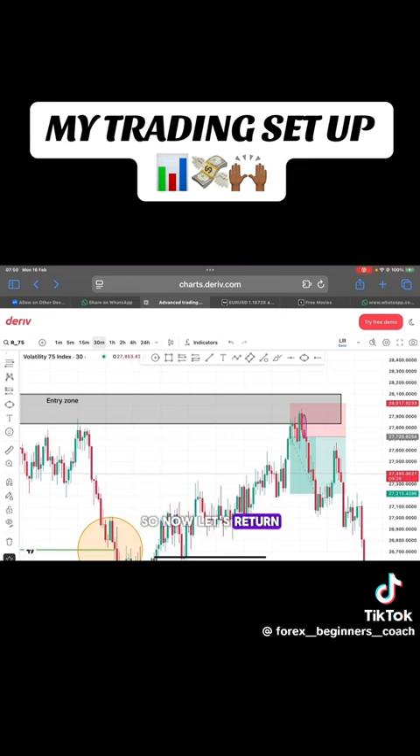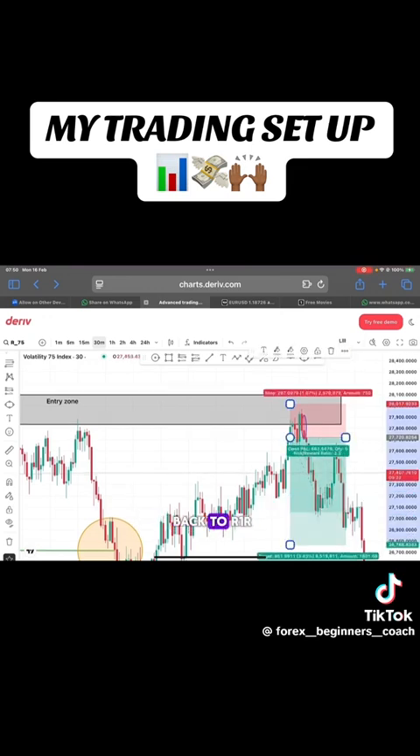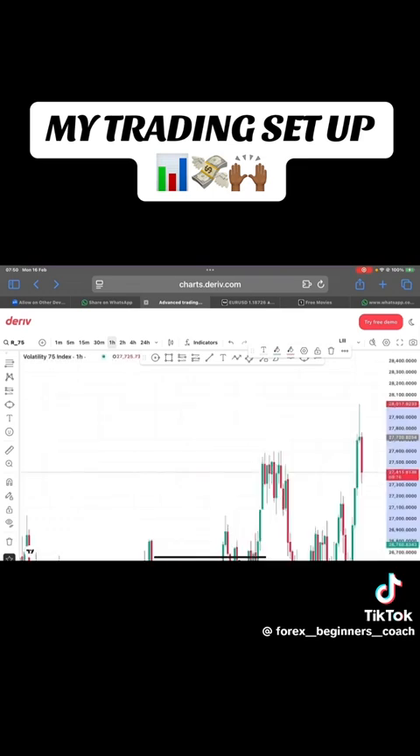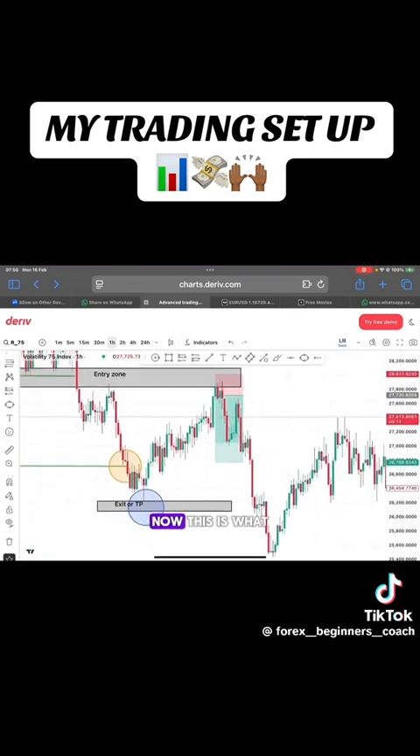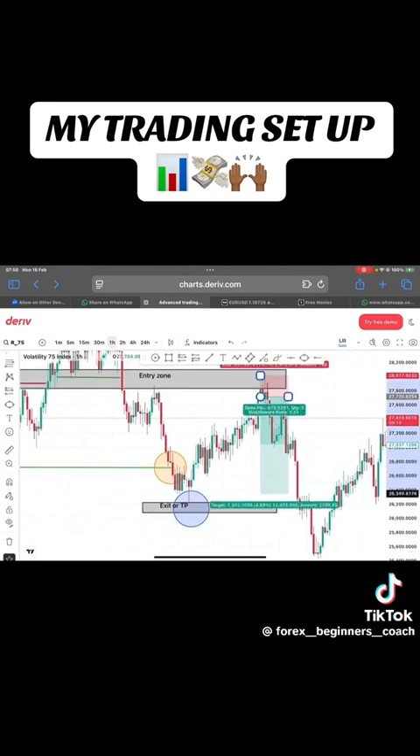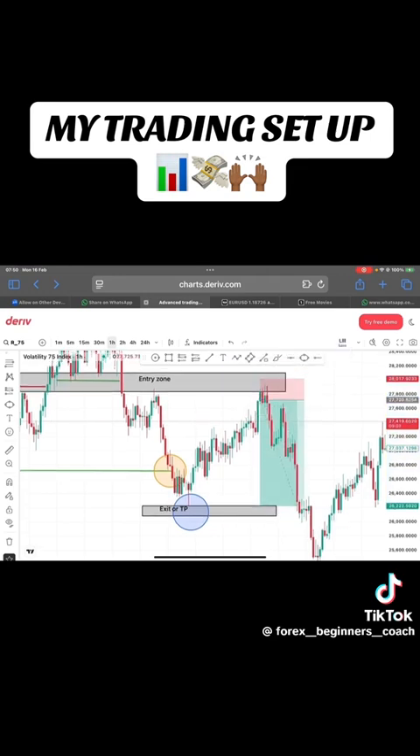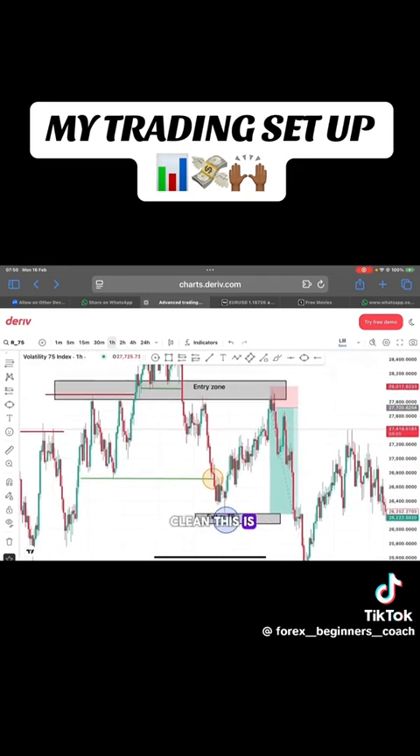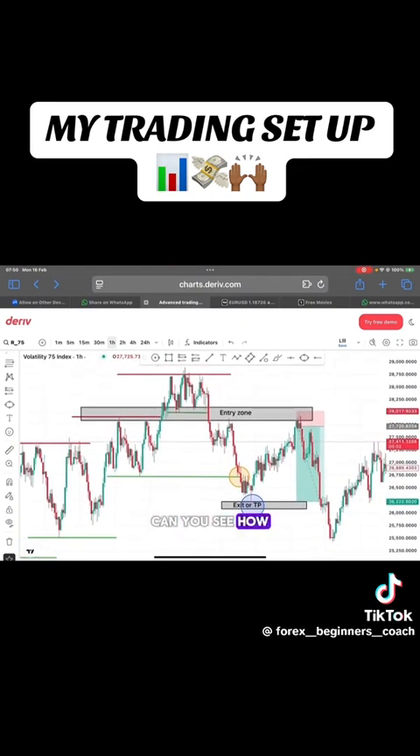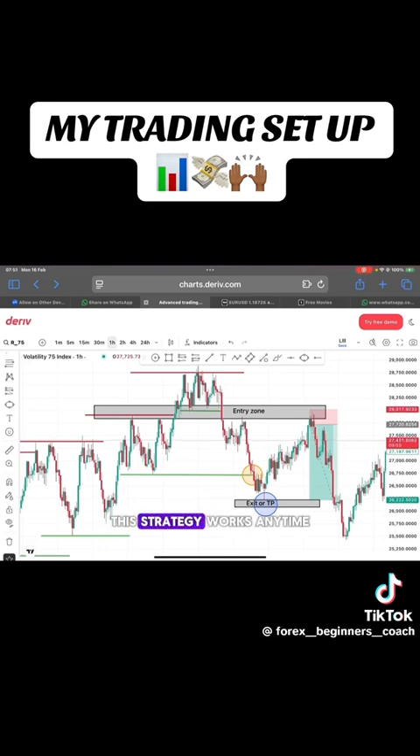So now, let's return back to our 1 hour. Now, this is what we have. Do you see how clean this is? This strategy works anytime the market is changing character. Anytime for consistent pairs. You know, some pairs are mad, but if you have a consistent pair that obeys market structure, this would give you lots of money.